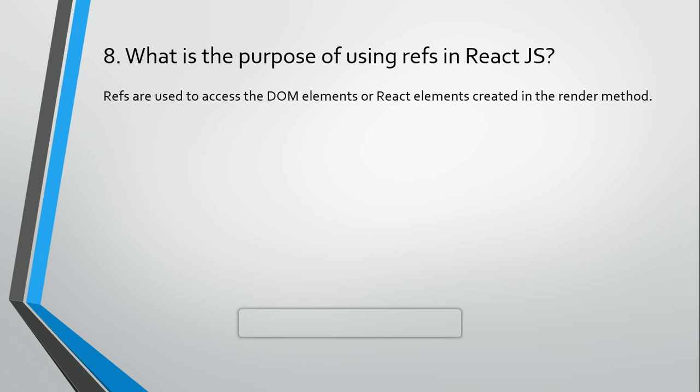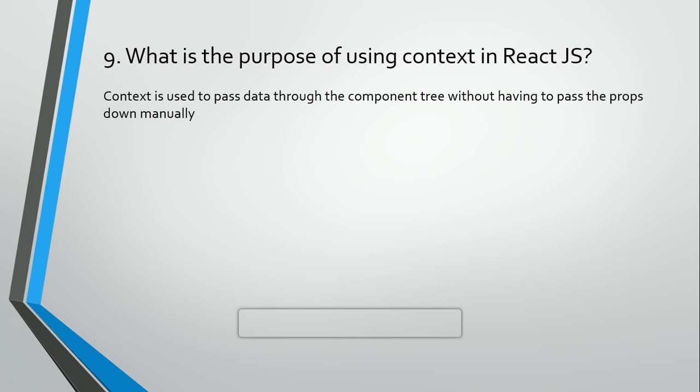Question number 8. What is the purpose of using refs in React.js? Refs are used to access the DOM element or React element created in the render methods. You will know better about this in the coming lectures. Question number 9. What is the purpose of using context in React.js? Context is used to pass data through the component tree without having to pass the props data manually. Like useContext, we can take the help of useContext, but another scenario for this is what you know better, which is the Context API.